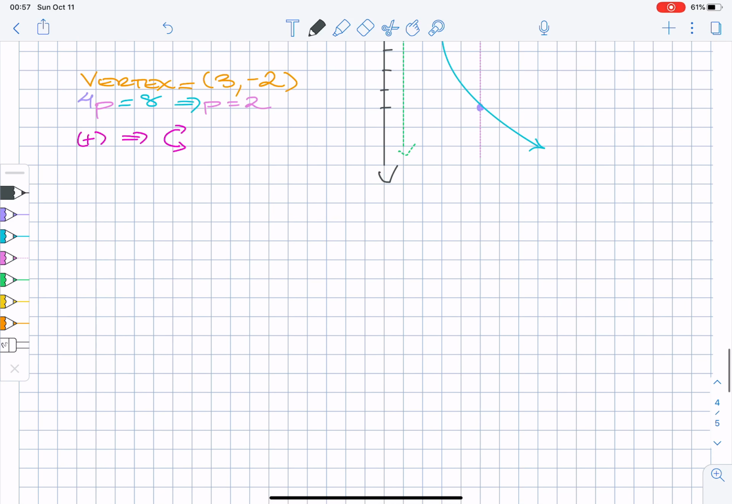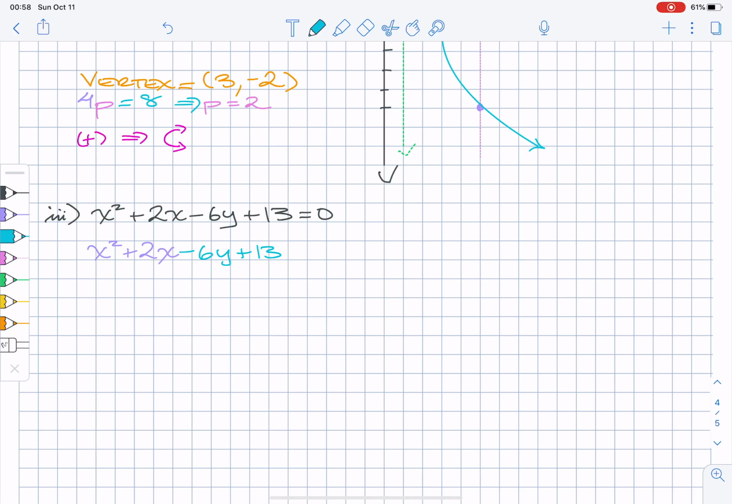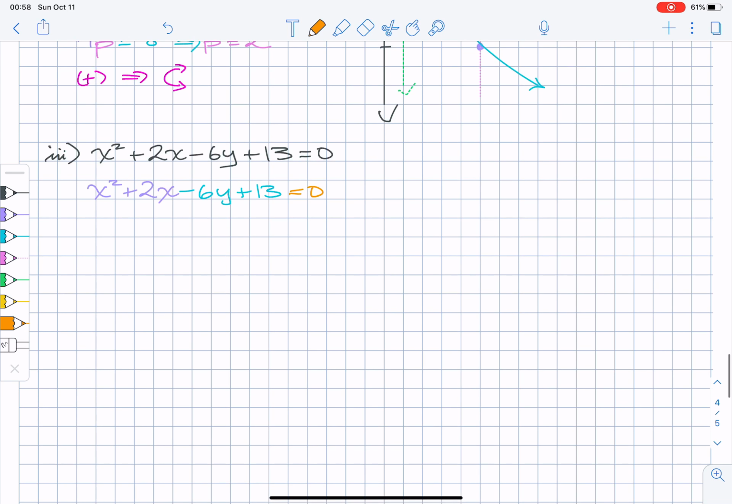So number 3, let's say we have x squared plus 2x minus 6y plus 13 is equal to 0. So let's color code. So I claim x squared plus 2x is equal to 6y minus 13. So I'm going to take half the linear coefficient and square the result. Oops.